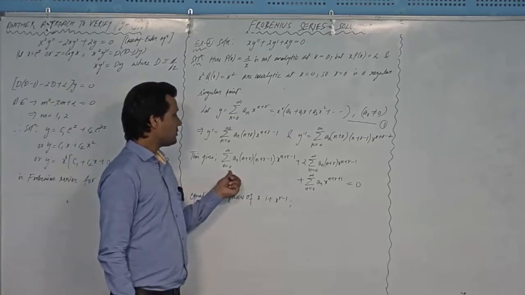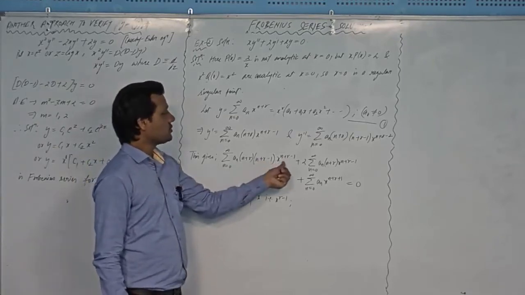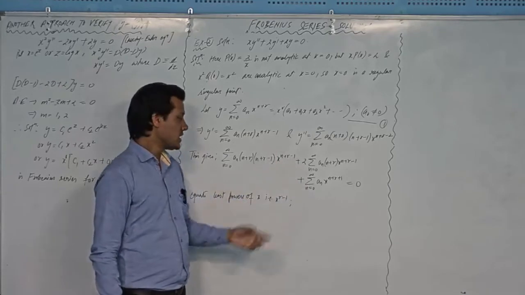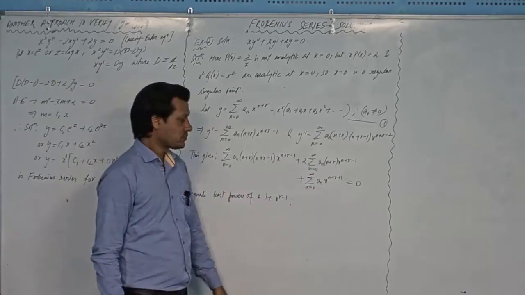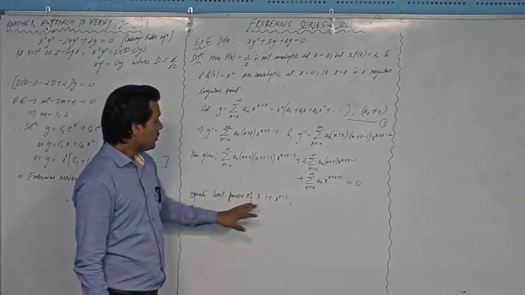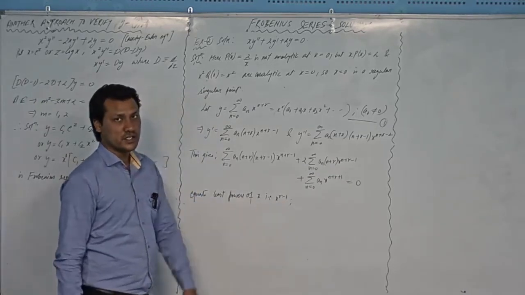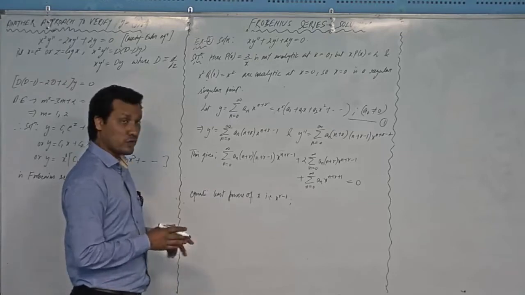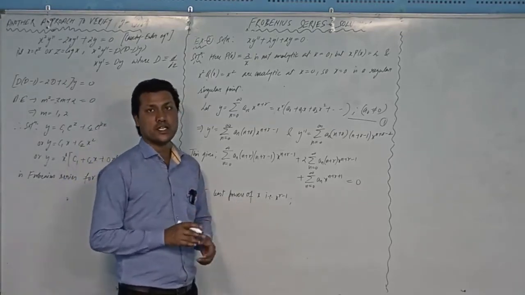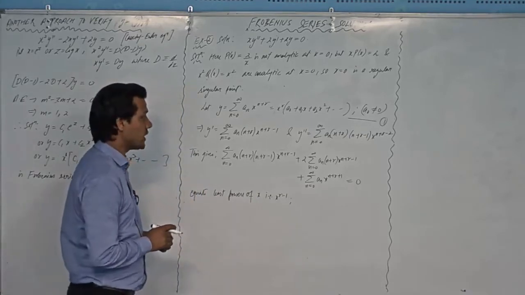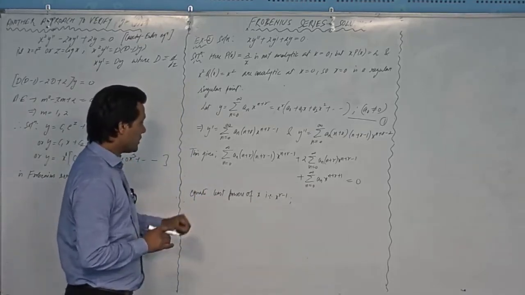Because if you see this summation, if you put n equal to 0, you will get x to the power r minus 1. It indicates that the least power is x to the power r minus 1 in all of these terms, right? Because you have to equate only the least powers of x to get the indicial equation. If you equate the next highest powers of x, you will not get the indicial equation, right? The important point is that. So be careful at this point.